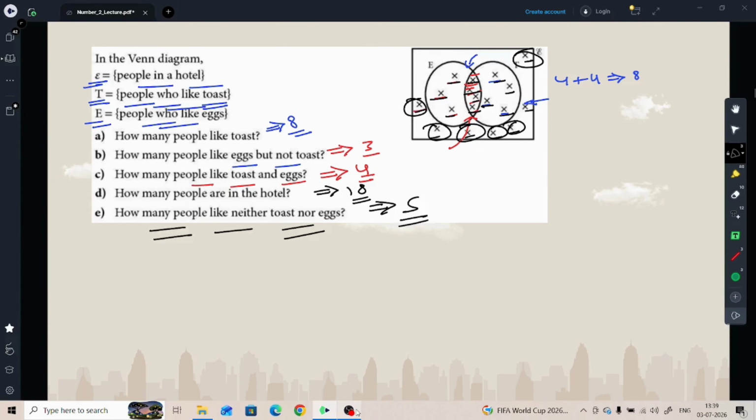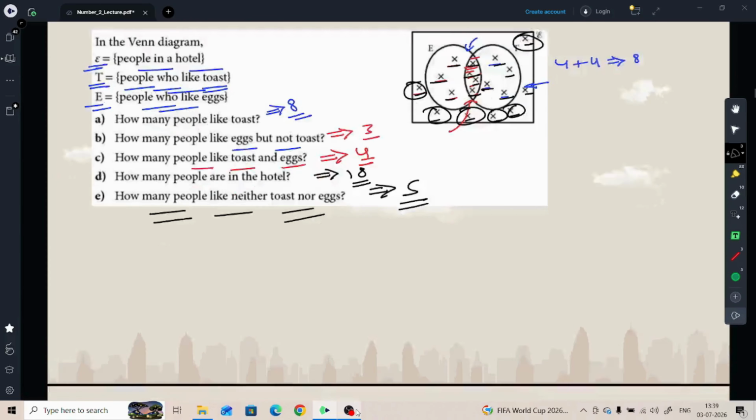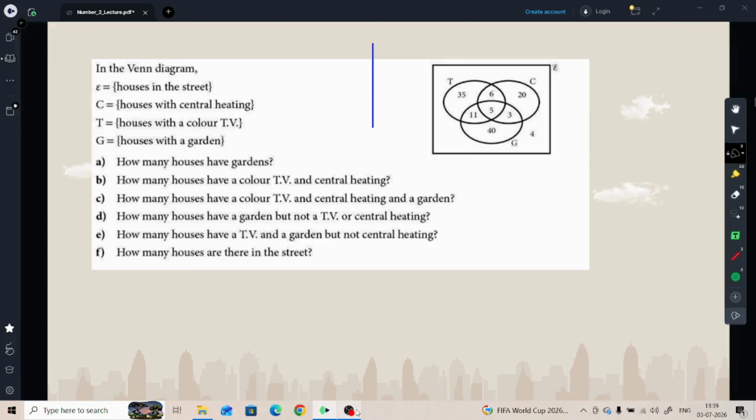Okay, so let's now proceed with the other topic, which will be much simpler than this. But before that, we are having many more questions. So see this question, which says that in the Venn diagram given to you, this E, again this E is coming, so that means the universal set is about the houses in the street. C means houses with central heating.